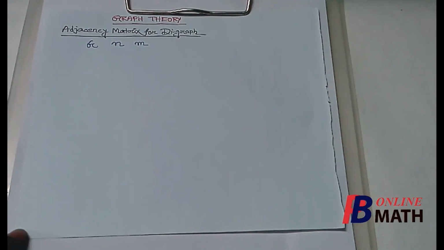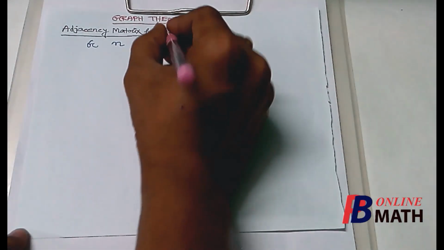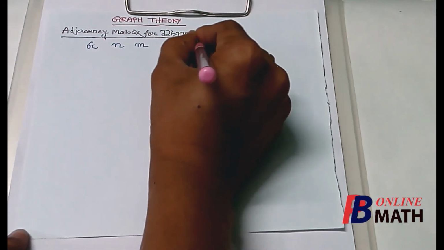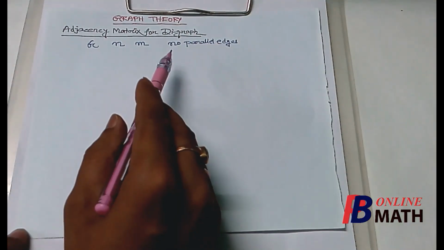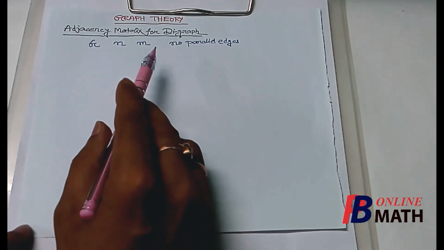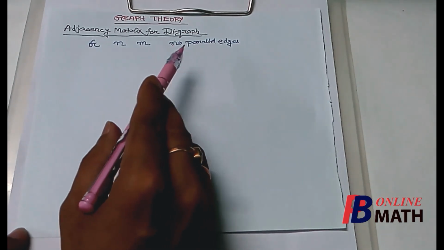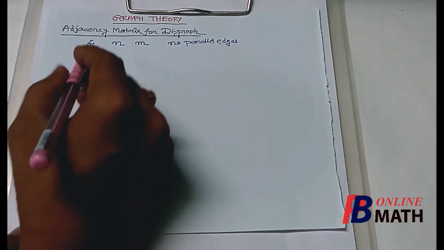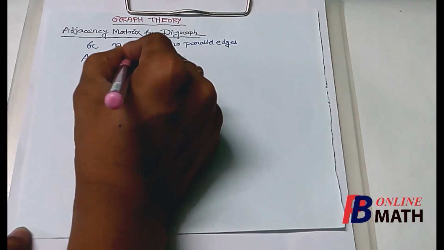We know that the adjacency matrix for a non-directed graph can be found even if the graph contains self-loops or parallel edges. But the adjacency matrix for a digraph can be found only if the graph contains no parallel edges. If the graph contains parallel edges, then the adjacency matrix of the digraph cannot be found. The graph may contain some self-loops, but it does not contain any parallel edge. We know that the adjacency matrix is denoted by AG and the elements are Aij.